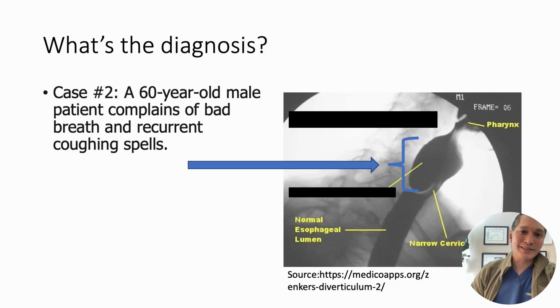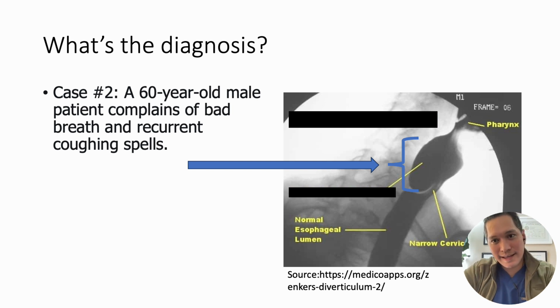All right, let's discuss another case. So this is a 60-year-old male. He is complaining of bad breath and recurrent coughing spells. We know he has oropharyngeal dysphagia based on the keywords we have discussed earlier, and therefore we ordered a modified barium swallow, and it shows an outpouching on the lower part of the pharynx as shown on the right-hand side. What do you think is the diagnosis?